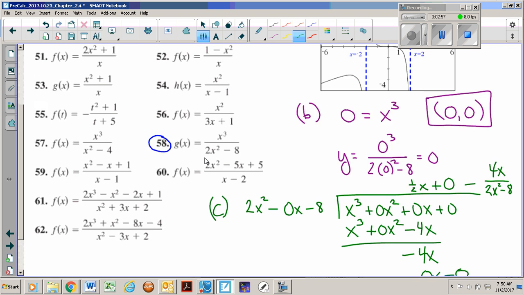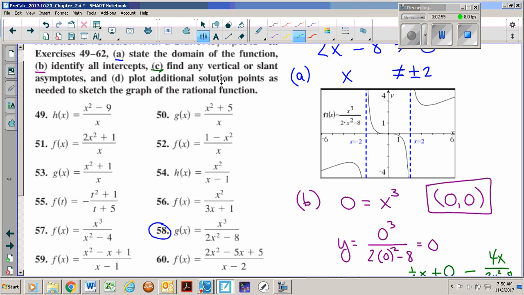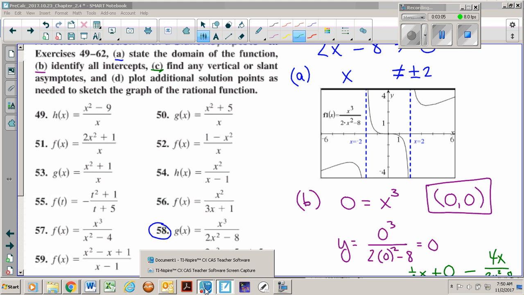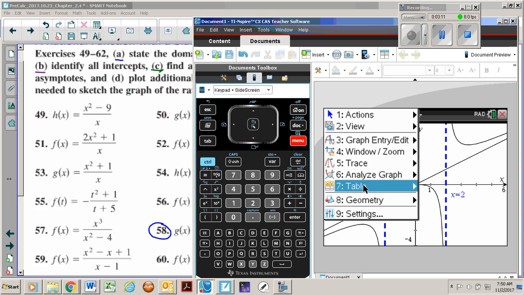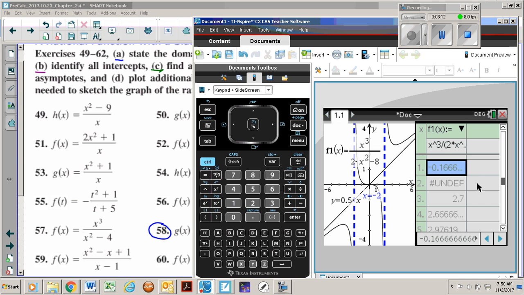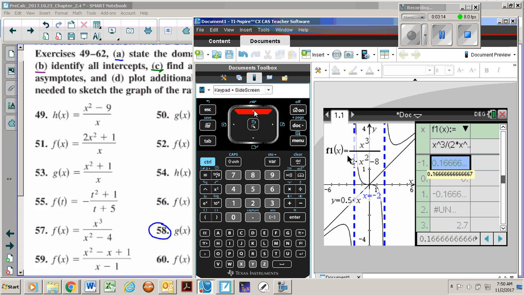Part D of this problem says to plot any additional solution points as needed. So since I've graphed this on the graphing calculator, I am not going to need to plot any points. But if I wanted to find them for the purpose of doing a graph by hand, I could always just add this handy table, and this would give me any additional points that I might find useful in graphing.